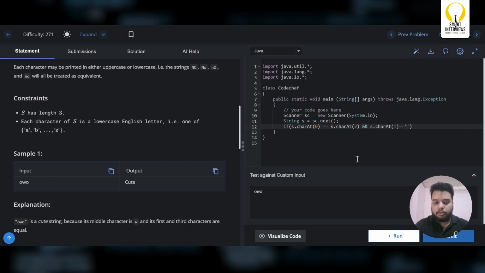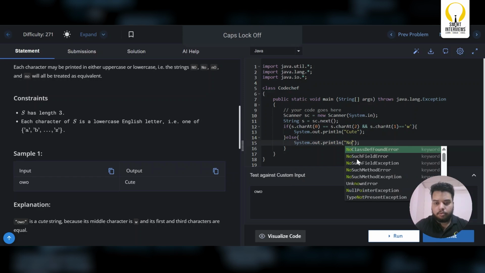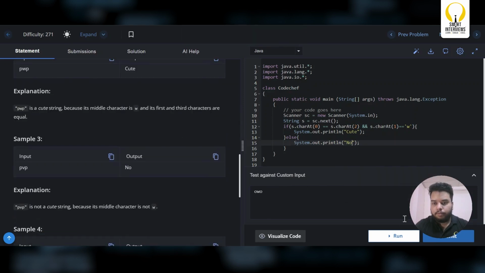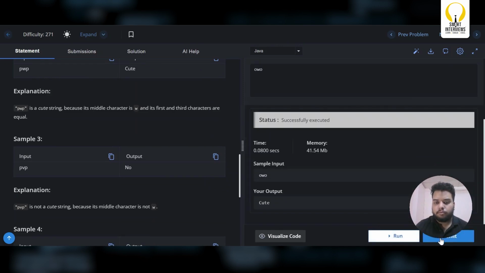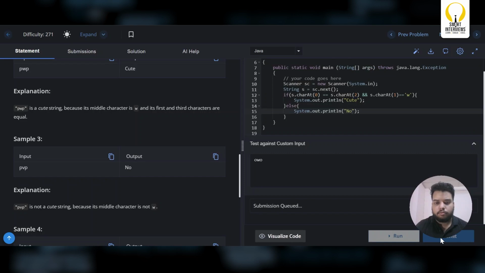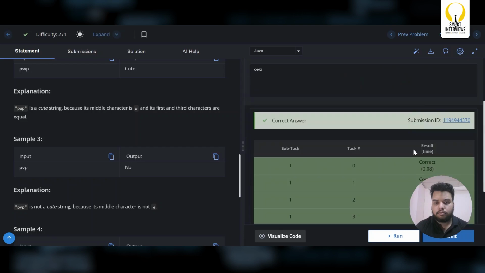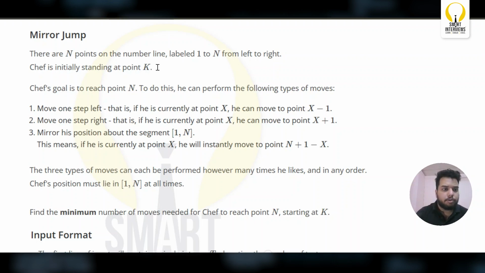And the middle character should be equal to W. If these things hold, then yes, it's cute. In anything else, it is not cute. Okay. It works. Let's start with the next problem.